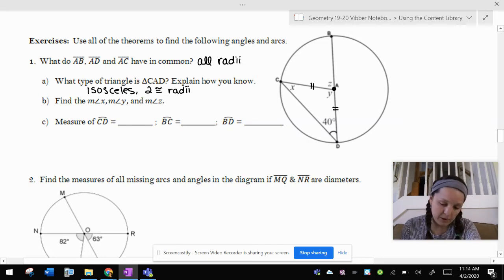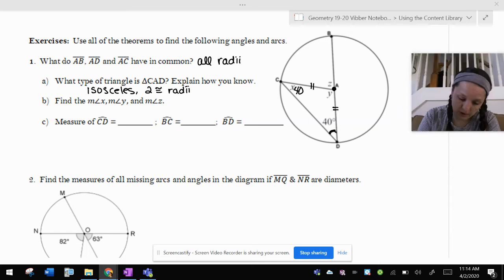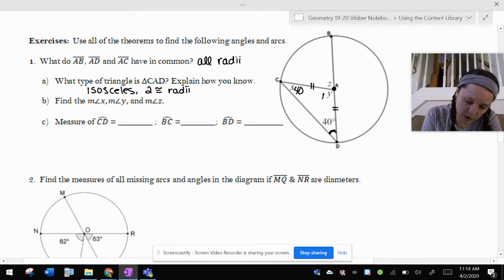All right, then it says find the measure of x and y and z. All right, so if that's isosceles, if this little angle right here is 40, that means this angle over here is also 40, which means y has to add up to 180 with the two 40s, which means that y is 100. And then it says find angle Z.